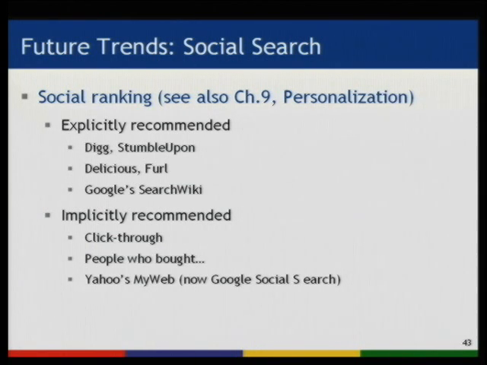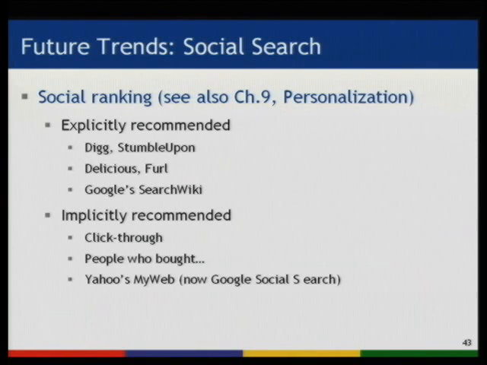Then social search. I talk about social ranking here. Also in Chapter 9 on personalization, I talk about related things. So there are different ways that people are expressing recommendations to others. In some cases, it's explicit recommendations like Digg or StumbleUpon, where you vote on something you read and you say you like it, you want others to see you like it. Bookmarking sites like Delicious. Google's experimenting with SearchWiki, where people move the ranking around on their pages. I don't know how you guys are using it. I'd like to see a paper. It'd be nice to see.